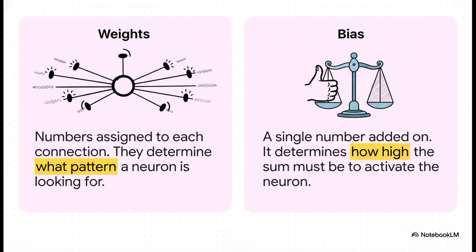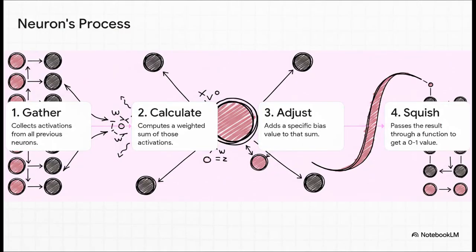Then there's a single number called a bias. Think of this like a little nudge. It determines how easy or hard it is for the neuron to get excited and activate in the first place. So what a single neuron does is basically a 4-step recipe. First, it gathers up all the activation numbers from the layer before it. Second, it calculates a weighted sum. It multiplies each of those activations by its specific weight and adds them all up. Third, it adds its own special bias to that total. And finally, because that sum could be any number, big or small, it runs it through a function that squishes it back down to a nice, clean value between 0 and 1. And that result becomes its own activation, ready to be passed on to the next layer.